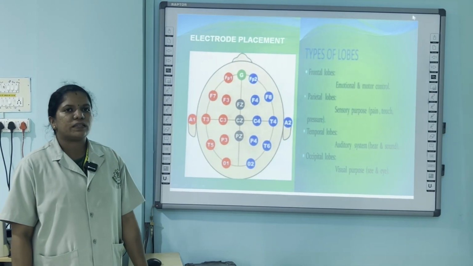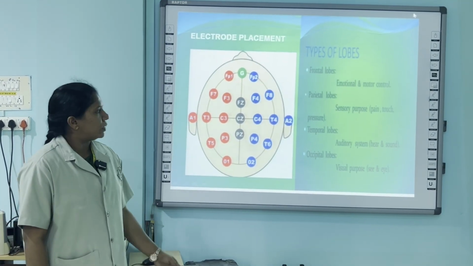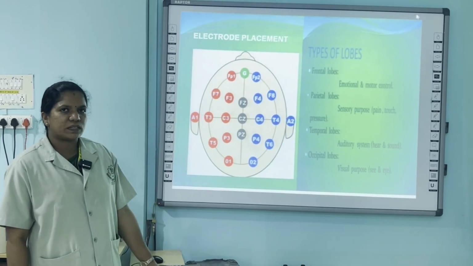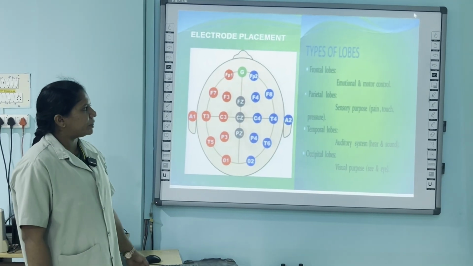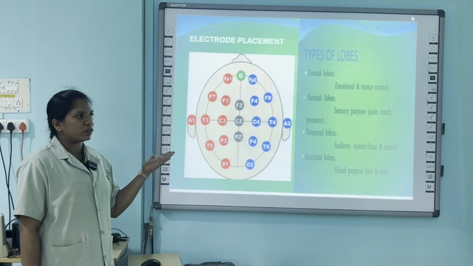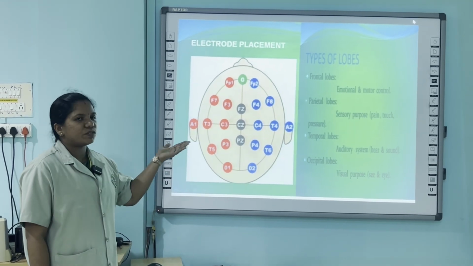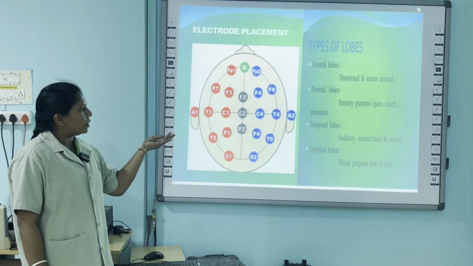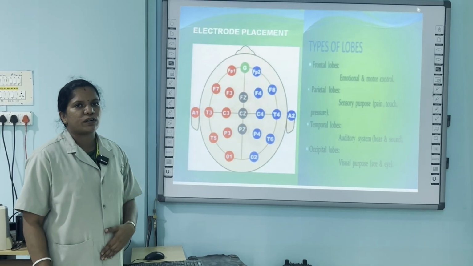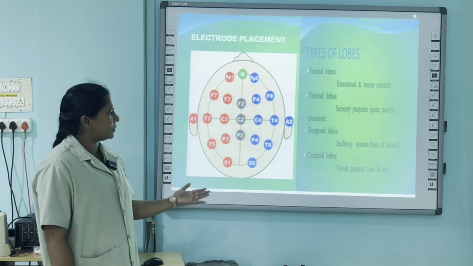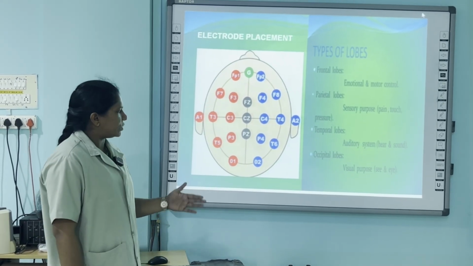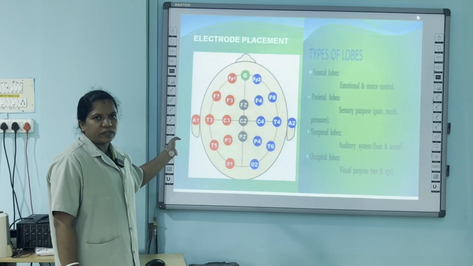So the brain is divided into 4 lobes: frontal lobe, parietal lobe, temporal lobe and occipital lobe. The frontal lobe is used for emotion and motor control. The parietal lobe is used for sensory purposes like pain, touch and pressure. The temporal lobe is used for the auditory system, sound, and the occipital lobe is used for visual purposes, for seeing. The brain is divided into 4 parts.